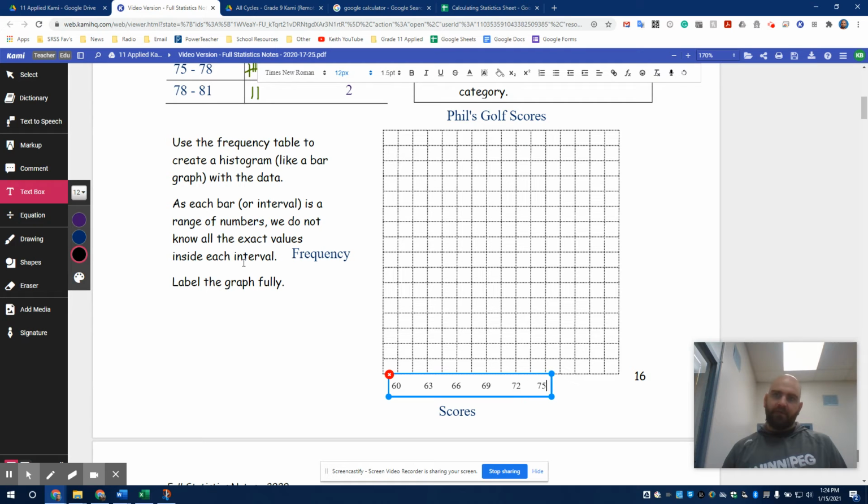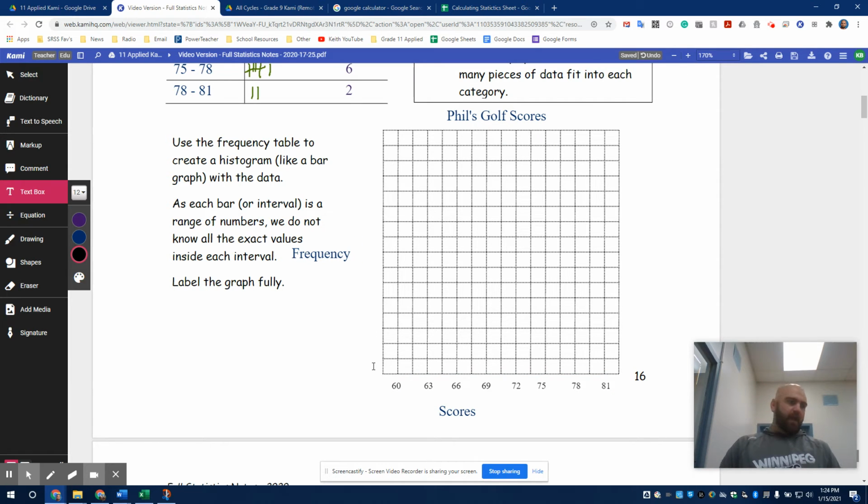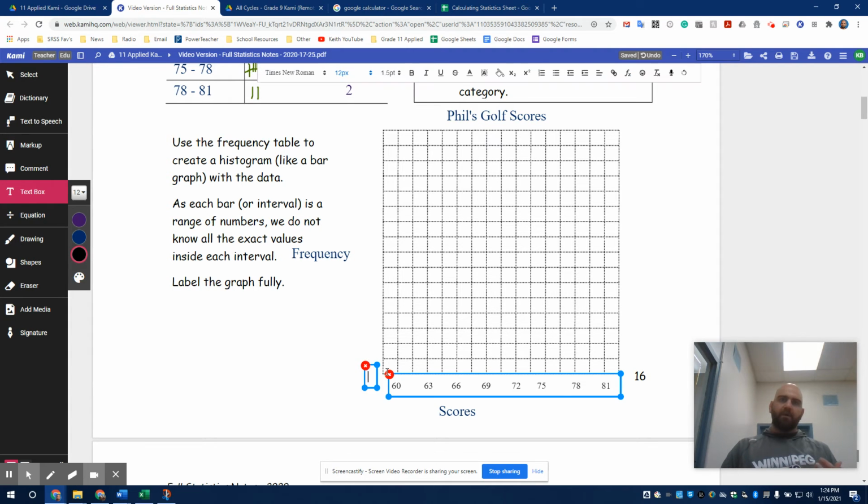72, 75, 78, and 81. There we go. So there's the intervals. And then on this side is going to be all our intervals. On this side is going to be our frequency.